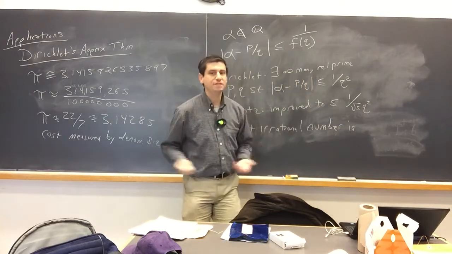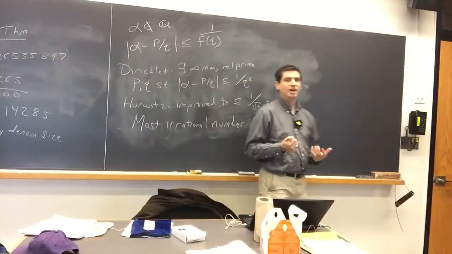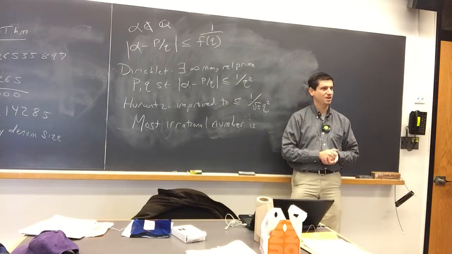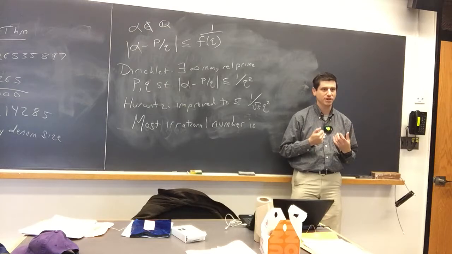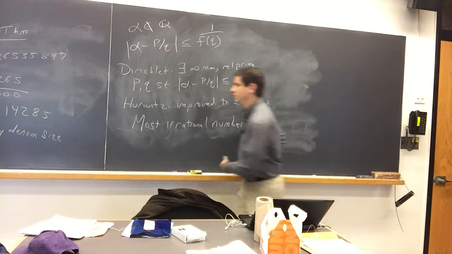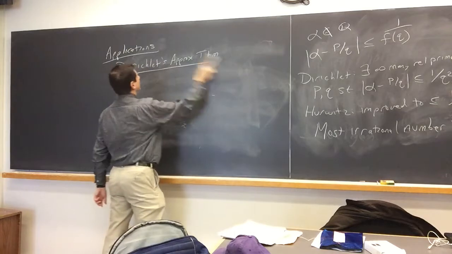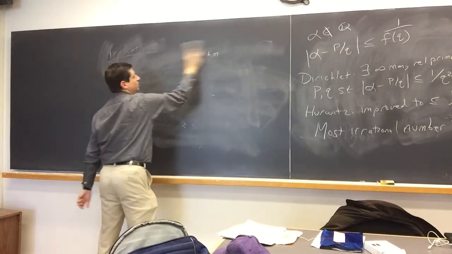Now again, there's many different notions of most irrational. Here, my notion is which is the hardest to approximate. Anybody want to guess as to what's the most irrational number? Oops, is this still on the board? Let me just erase this. Okay. Anybody want to guess what the most irrational number is?